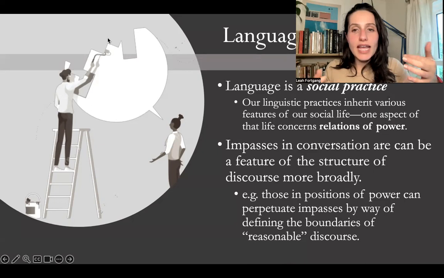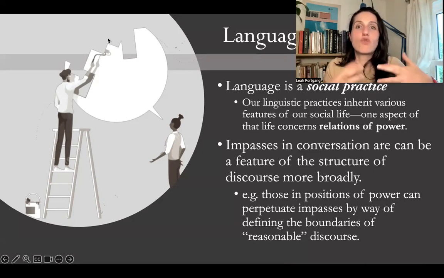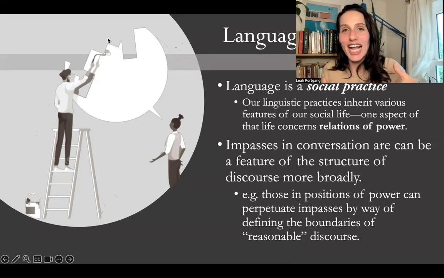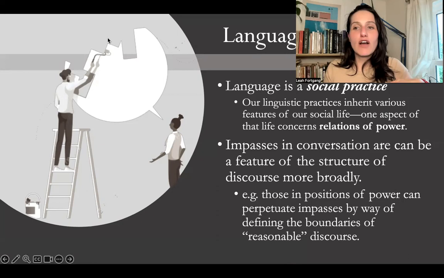And in this way, these kinds of impasses, these available responses, these normal ways of thinking and talking, communicating with one another, things that we consider normal in conversation, we can describe those as a part of the structure of the discourse more broadly. So this is the term that Anderson uses. He describes impasses in conversation as a structure of discourse more broadly.